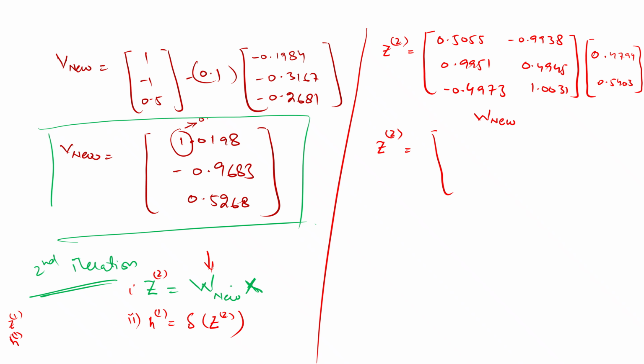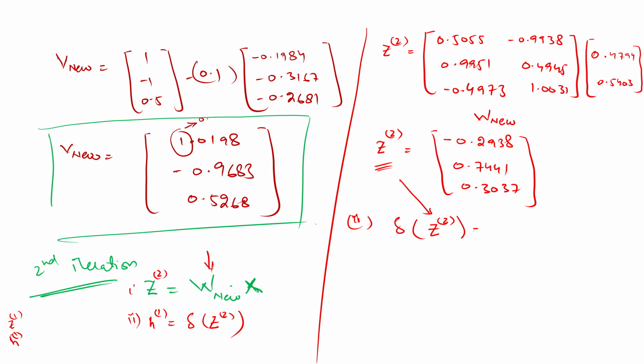and it will be minus 0.2938, 0.7441, 0.3037. Once we have obtained linear combination, second step is activation. So sigmoid of z, but of second, this one, recent one. So I will directly write the result over here.